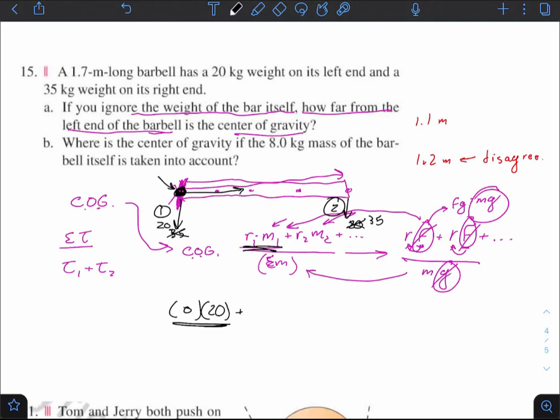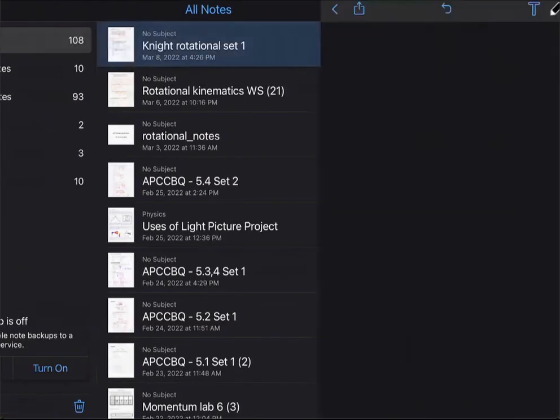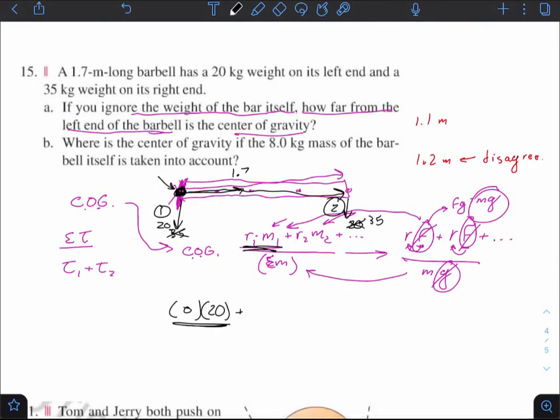And we're going to do the same for the second one, except this one is at the full length of the bar. And we know the full length of the bar is 1.7 meters. So 1.7 times the mass hanging from the other end, which is 35, divided by the total mass, which is 20 and 35, which is 55. This becomes 0. And this becomes 1.7 times 35, which, if you're working along with me, is about 60 divided by 55.